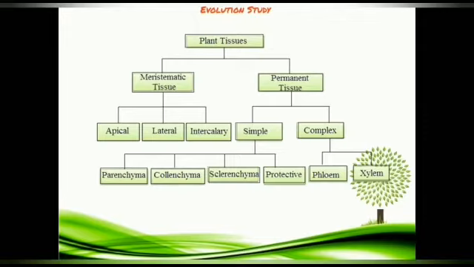Now, meristematic tissue can be further classified into apical, lateral and intercalary, and the permanent tissue can be divided into simple and complex. Now, the simple can be further divided into parenchyma, collenchyma, sclerenchyma and the protective, and the complex tissues can be divided into phloem and xylem.